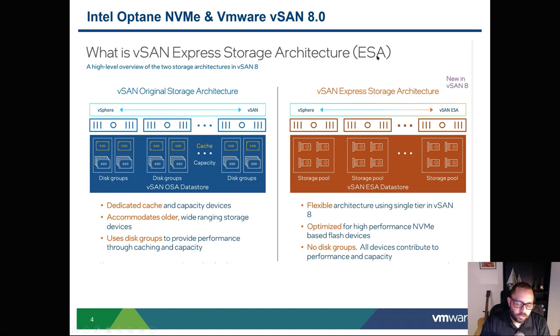In the ESA, a new architecture is introduced, which is the storage pool. So no more disk groups. All of the disks within the cluster are considered in a single storage pool. And no more tiers, no caching tiers and no capacity tiers, so no more wasted disk capacity. Every single storage unit is used as capacity in the ESA, which of course saves a lot of capacity and money indeed. And the ESA is more optimized for NVMe storage technology.